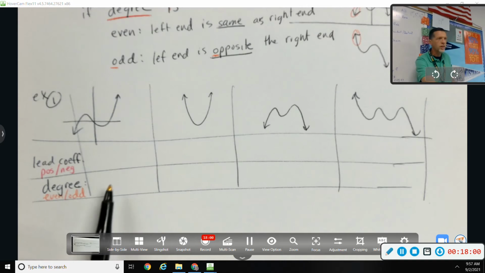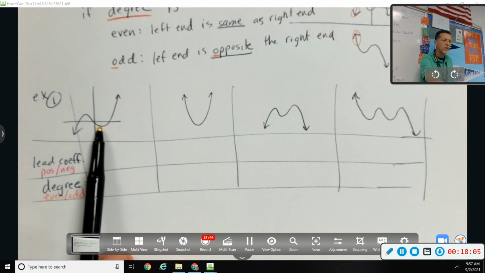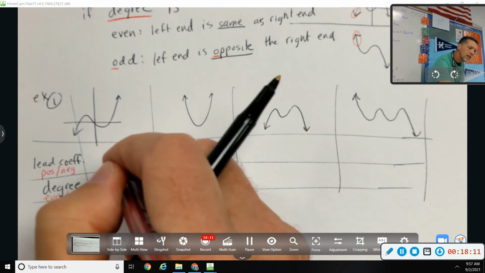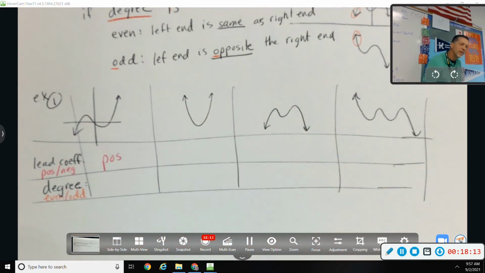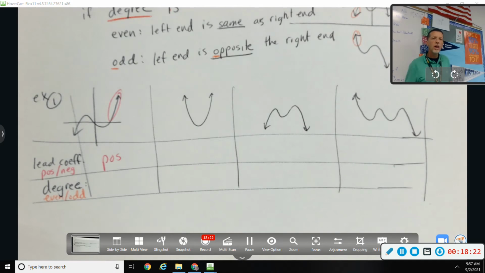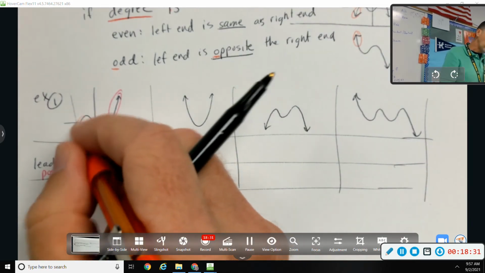Let's do the first one together and then I'll leave you a few minutes to think about the next 3. So on this first picture, is the lead coefficient positive or negative? How did you know that? Because you're smart. It goes up. All right, be careful saying it. What goes up? The right end goes up, so it's positive. The lead coefficient is positive. How about the degree? Is it even or odd? How did you know it was odd? It's different. Because it's different.